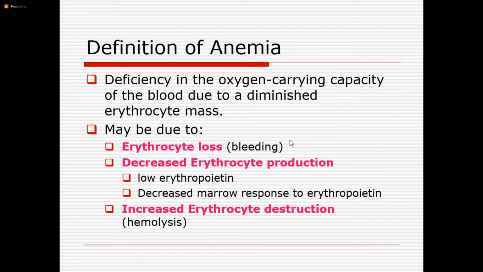Low erythropoietin leads to decreased production, decreased marrow response to erythropoietin, and decreased contents also can result in decreased production, like iron deficiency, B12, folate deficiencies. The other possible causes are increased erythrocyte destruction, meaning the marrow is forming a good amount of red blood cells, but they are being destroyed in the periphery, in the reticuloendothelial system.